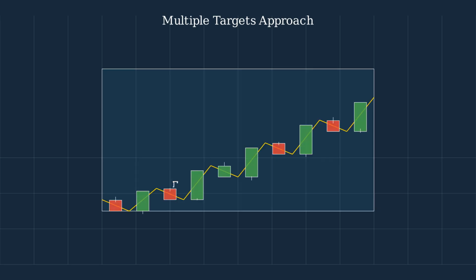Using multiple profit targets helps manage trades more effectively. A multiple targets approach involves taking partial profits at different levels. For example, you might close 1/3 of your position at each target. This balances securing profits with allowing winners to run.